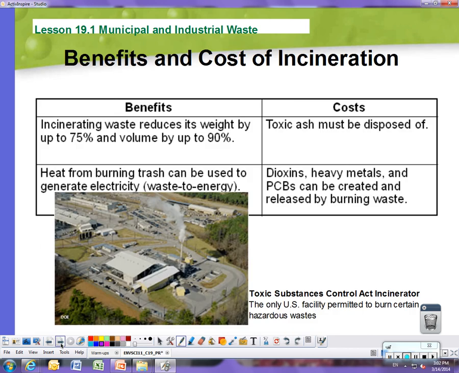All right, costs. You have the leftover ash. The benefits are the fact that a lot of the waste is reduced by 70% weight and 90% volume, and it generates the electricity. So they're pretty good benefits for just a little bit of toxins when you have energy being produced.